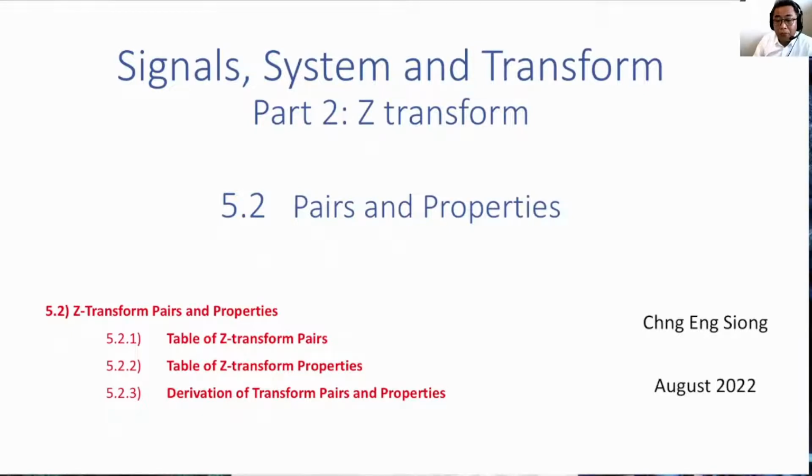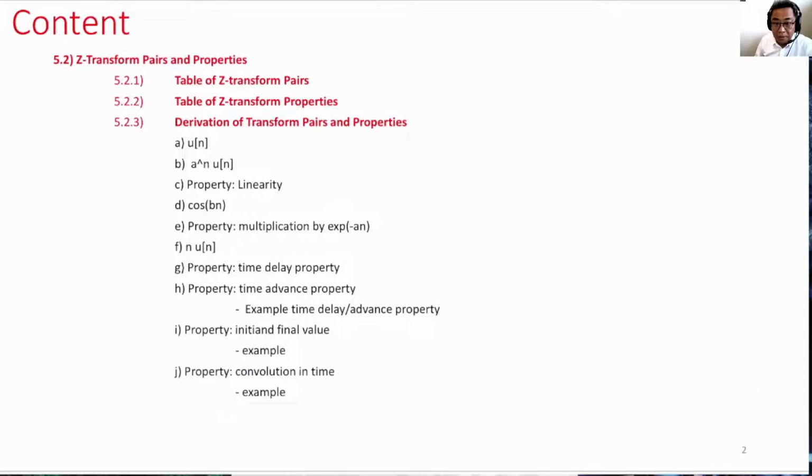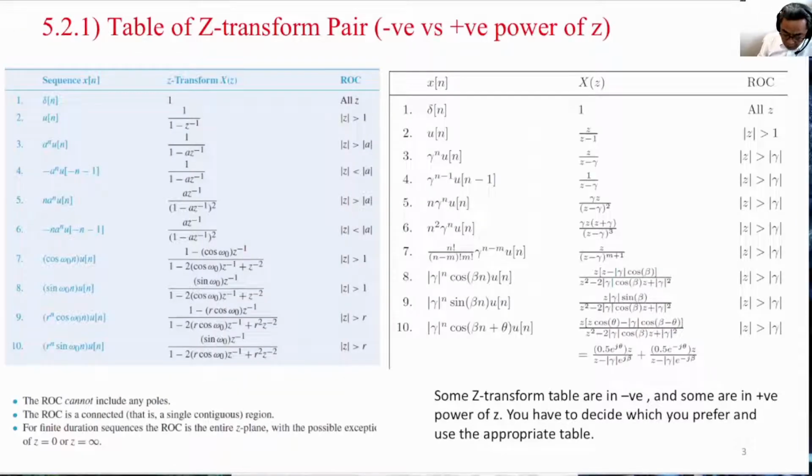We'll now continue with Z-Transform 5.2, Pairs and Properties. Here we'll study some Z-Transform pairs and their properties, and we'll derive some of these pairs and properties. We'll begin with the table of Z-Transforms.